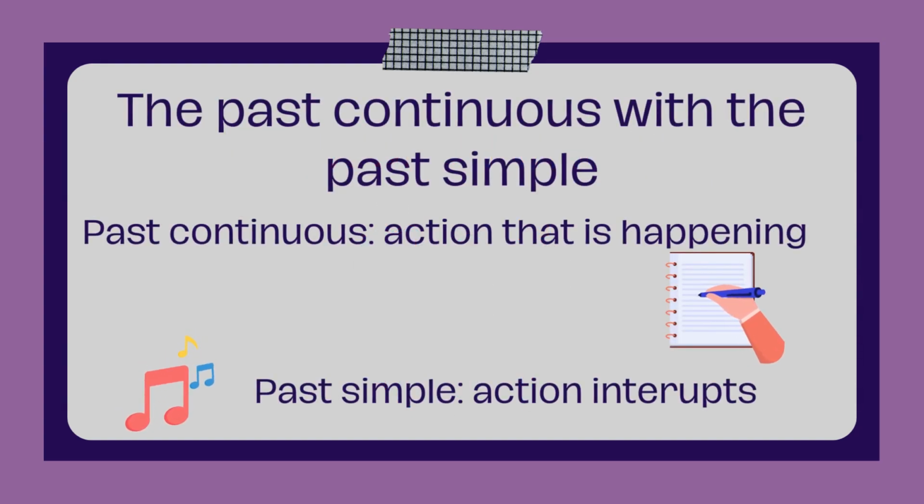Most of the time in English, we use the past continuous with the past simple in one sentence. The past continuous is an action that is happening in the background, such as I was writing, and the past simple is an action that interrupts that past continuous action, like when the music started. So to make one sentence, we would say, I was writing when the music started.